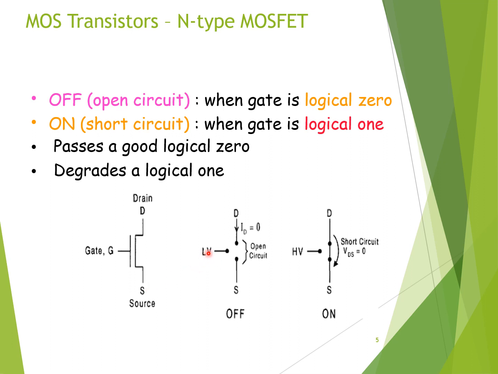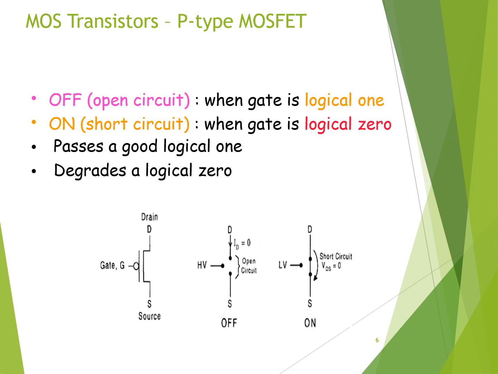What happens when we give a low voltage, which means 0? The circuit is open, so there will not be any flow of current from drain to source. ID is equal to 0. Whereas when I give a high voltage, that is 5 volts, the circuit is now short, which means there is a current flowing between drain and source, which makes the MOSFET switched on. In the other case, it is switched off. So this is the operation of the N-type MOSFET, and the P-type MOSFET is exactly the opposite of it.